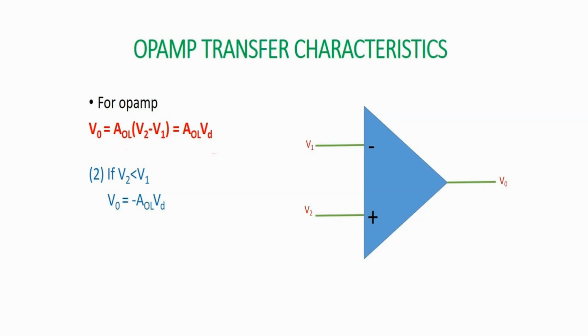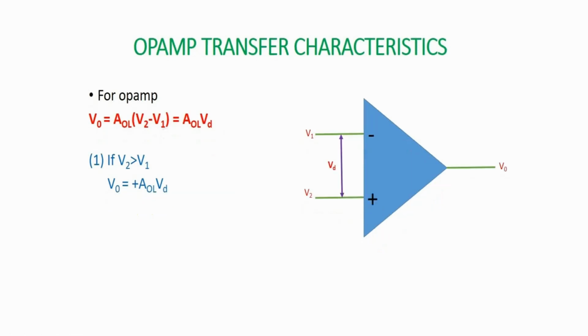If V2 is less than V1, where V2 is the non-inverting voltage and V1 the inverting quantity is more, what is the output voltage? V0 is equal to minus AOL into Vd, which means the output voltage is negative.